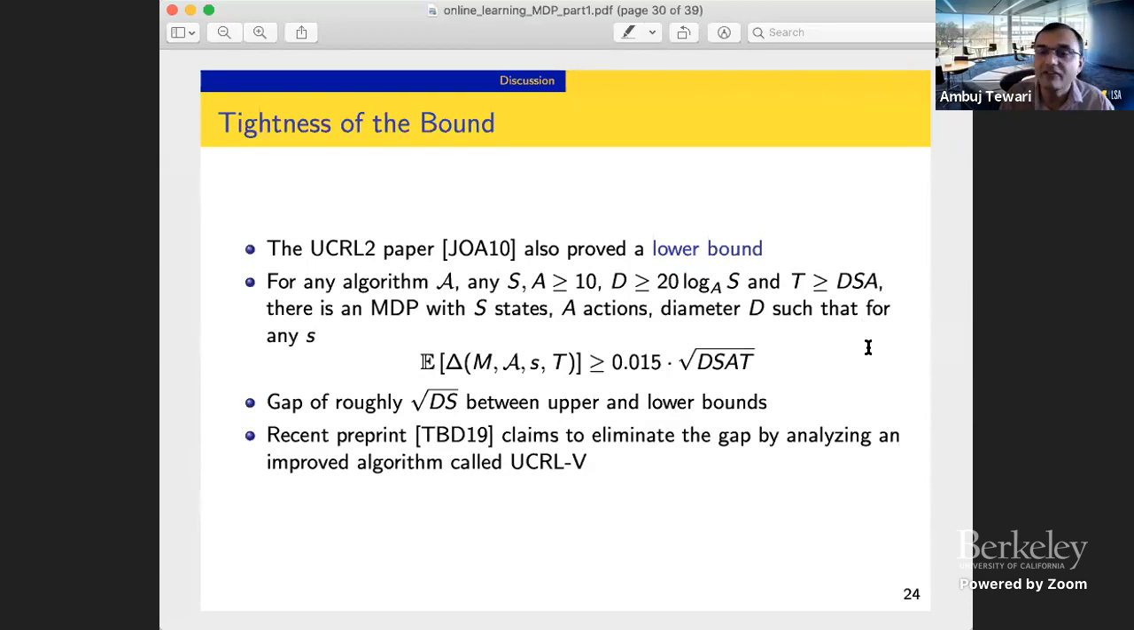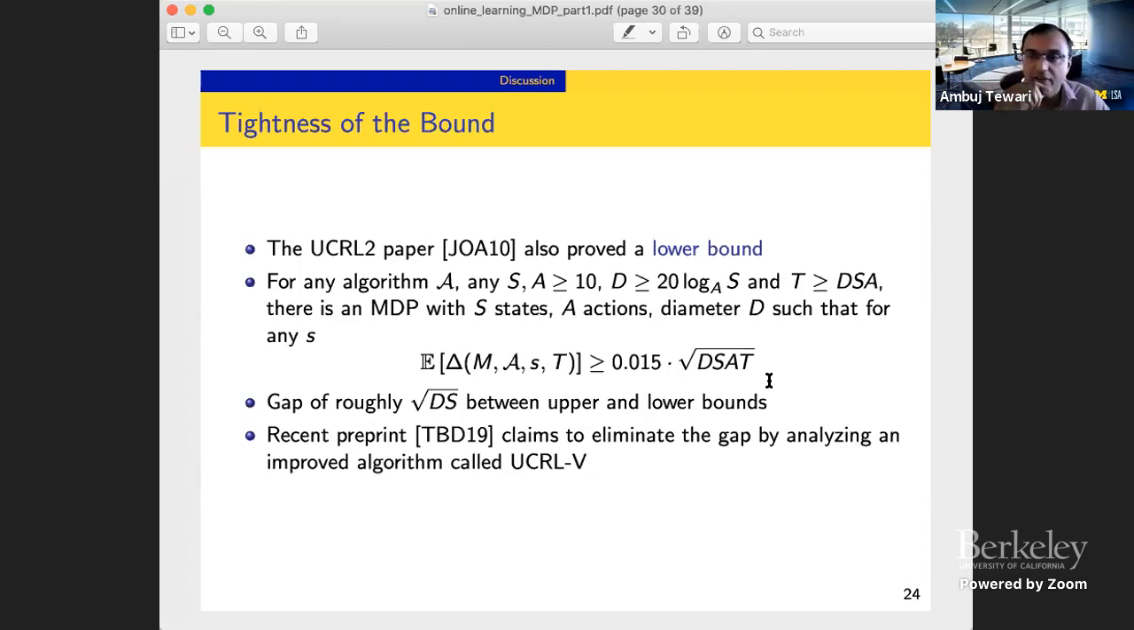And for any T which is large enough, the regret is going to be at least square root of DSAT. So at least the upper bound is capturing all the main sources here: the diameter, the state space, action space, and time. But of course, there is a discrepancy here. The upper bound had D and S outside the square root, while the lower bound has them inside the square root. So what is optimal? Can we match the lower bound and upper bound?